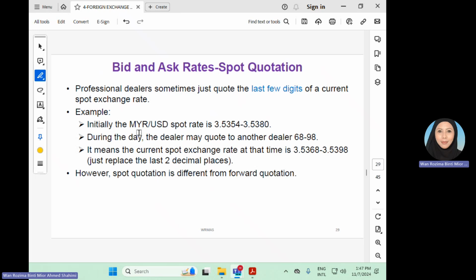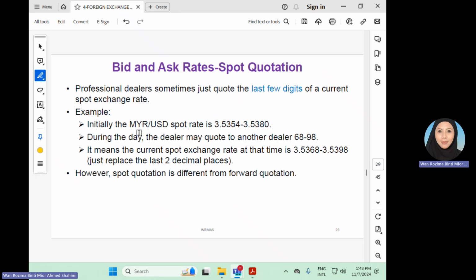Let's take a look at this. Initially, the Malaysian ringgit against USD spot rate is 3.5354 dash 3.5380. This one is the bid price and this one is the ask price. Again, bid price, ask price.